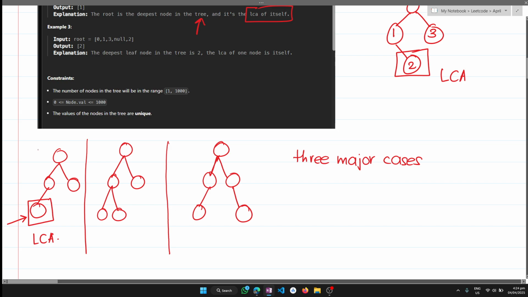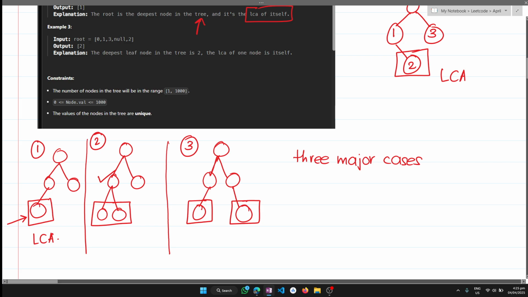It is itself going to be its LCA. Okay. The second scenario could be that you have these two nodes as the deepest leaves. So in this scenario, obviously, this is the closest common ancestor of both of these nodes, right? The third scenario is when our deepest leaves, both of them, belong to different subtrees.